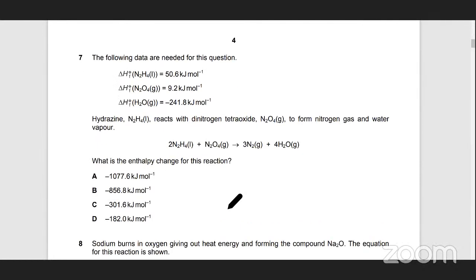The next one: you're given enthalpy changes of formation. So if you have an equation, and you know the enthalpy of formation of the reactants, like over here you know the enthalpy of formation of this thing. You know the enthalpy of formation of N2O4 as well, which is this one. And you know the enthalpy of formation of H2O as well. What is the value of the enthalpy of formation of N2? That's going to be 0. So that's 0.